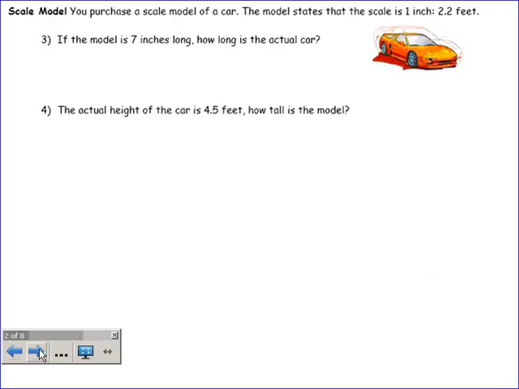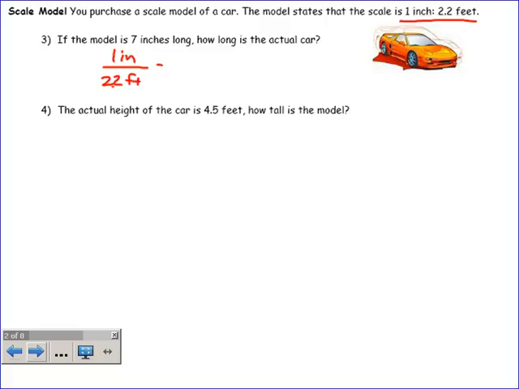Scale model. This seems really similar to that tank that we did the other day. You purchase a scale model of a car. The model states the scale. Again, notice scale factor 1 inch to 2.2 feet. If the model is 7 inches long, what's the actual car length? So again, we're going to say 1 inch to 2.2 feet. So that's using the scale.